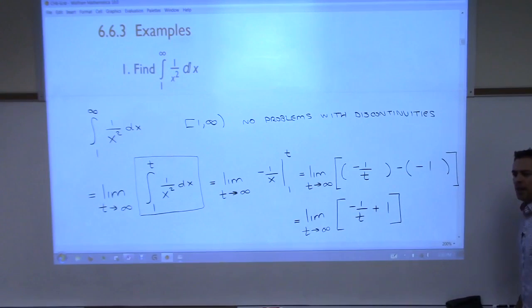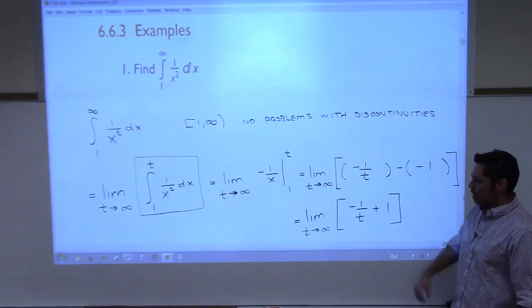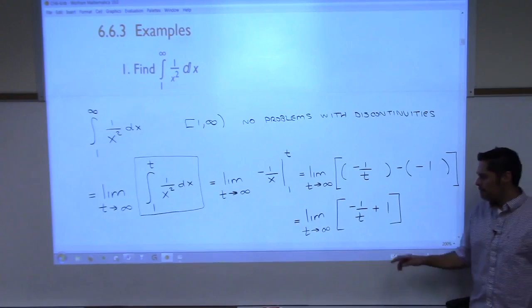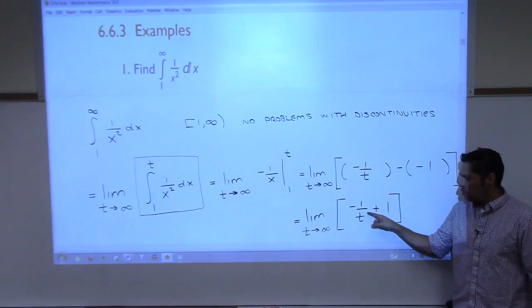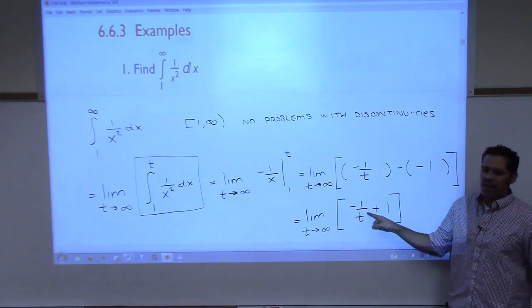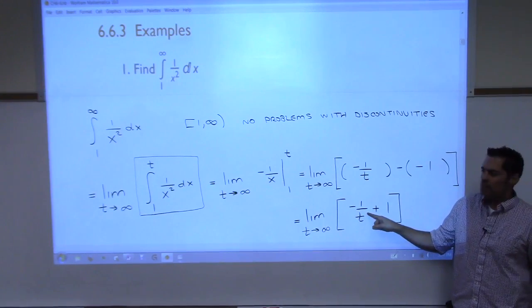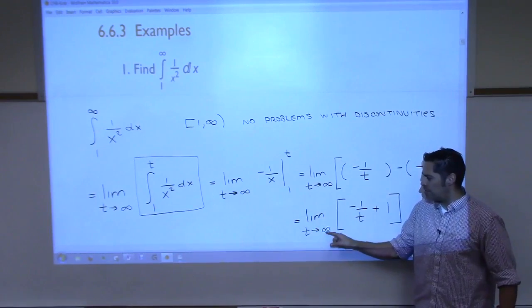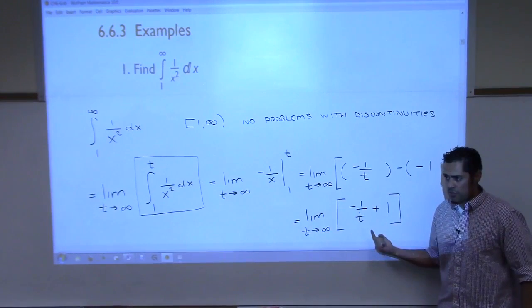So now you're back in Cal 1, and you're basically being asked to compute this limit. What is the limit as t goes to infinity of this expression? 1. So why is it 1? This is headed towards 0, right? Now, is it actually 0? No. But that's what the limit was all about. It's saying, hey, as this approaches this, what does this approach?